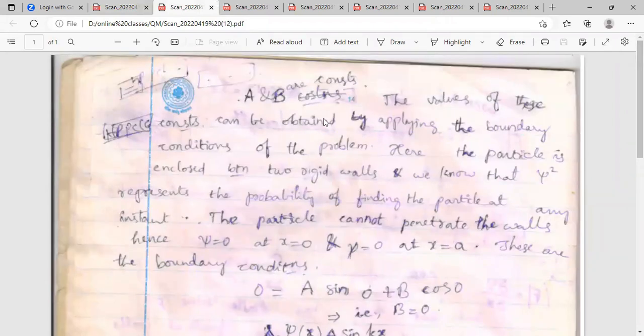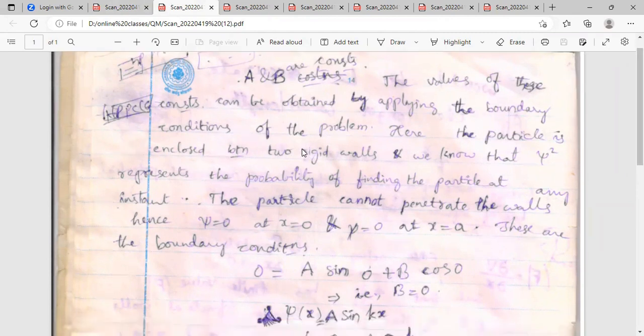A and b are constants. The values of these constants can be obtained by applying the boundary conditions of the problem. Here, the particle is enclosed between two rigid walls, and we know that psi square represents the probability of finding the particle at any instant. The particle cannot penetrate the walls, hence psi is equal to 0 at x is equal to 0 and psi is equal to 0 at x is equal to a. These are boundary conditions.